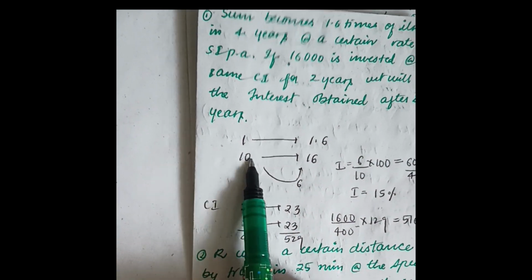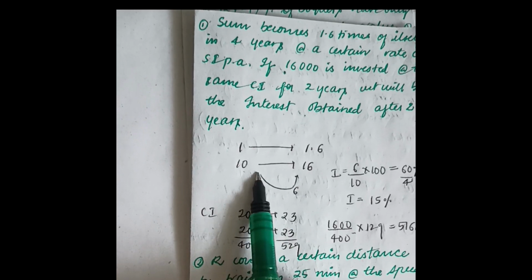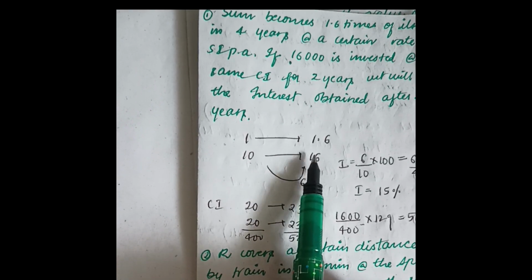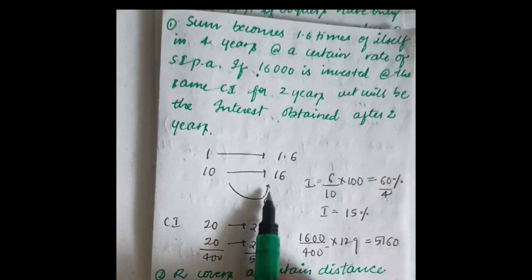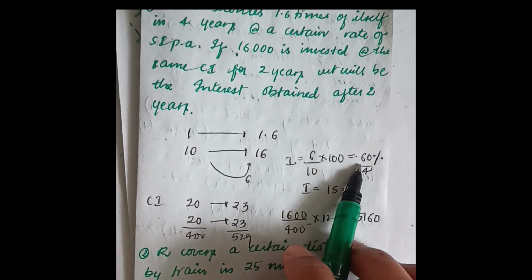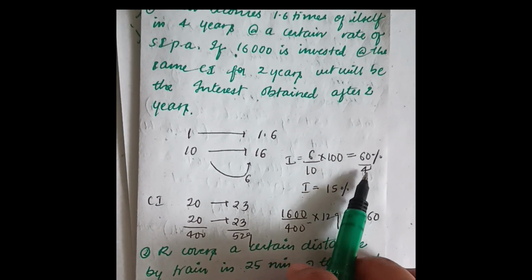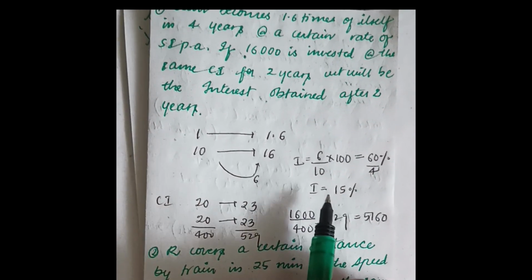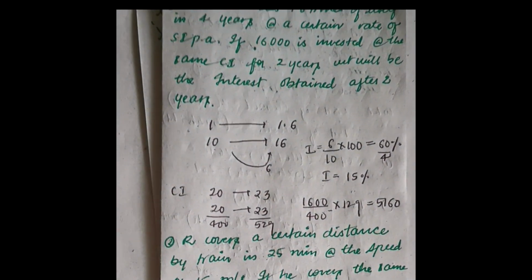So here we can see this sum became sum plus interest. The increased value is 6, that means 6 is the interest and this is the interest plus principal. Interest is equal to the increase out of the principal, into 100. So that will be equal to 60%. Here we got the overall percentage for 4 years, so per year we have to divide it by 4. Then we got interest is equal to 15%.